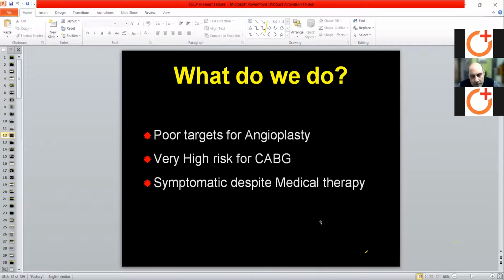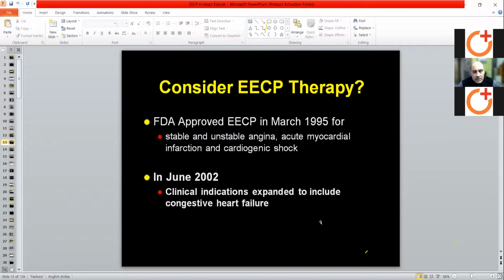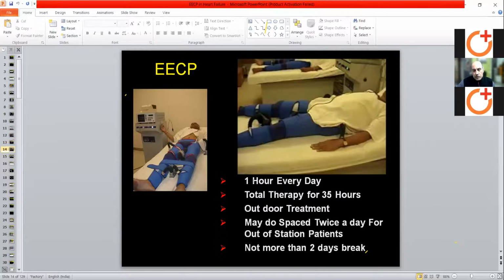At this point, something came to our head because we have been doing counterpulsation and external counterpulsation. We all would remember that external counterpulsation was approved by the FDA in 1995 for stable coronary artery disease and shock, and in 2002 the indications were extended to include congestive heart failure. In our population, we do external counterpulsation, 1 hour sitting every day from below upwards. This is a total of 35 hours protocol, which we use until the person requires more, which is going to be an individual variation.